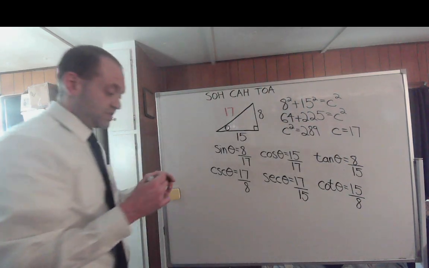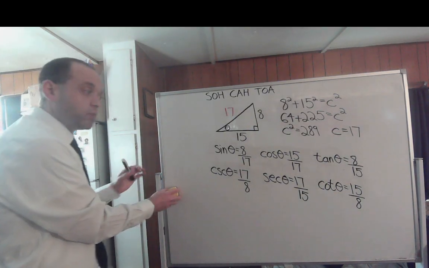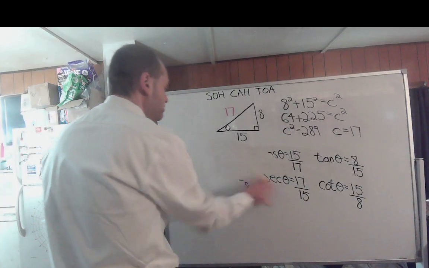So there are the 6 values of your trig functions for this triangle. And I got one more of these, then we're going to move on a little bit.